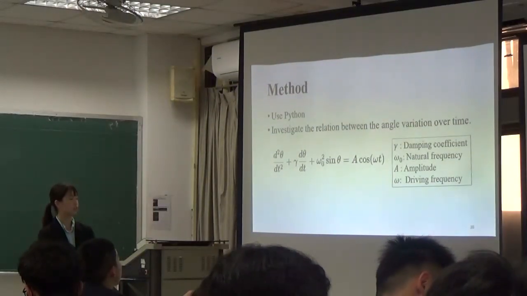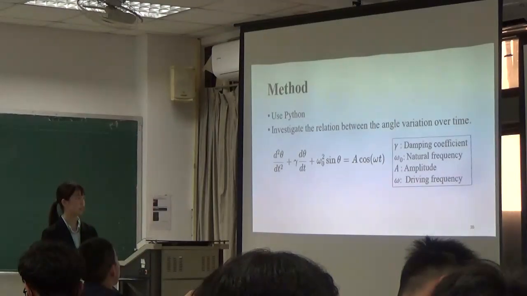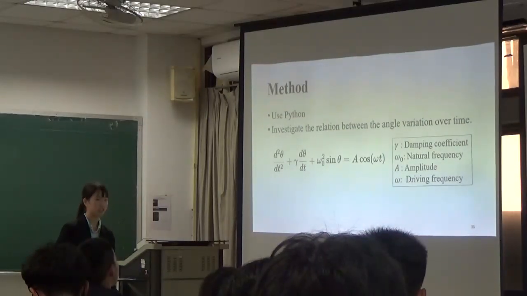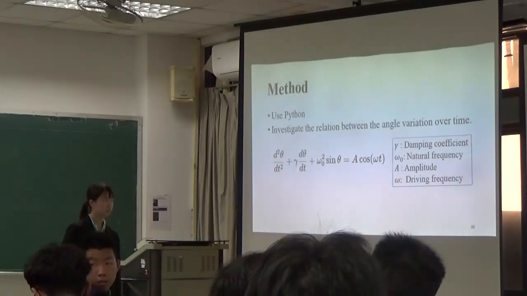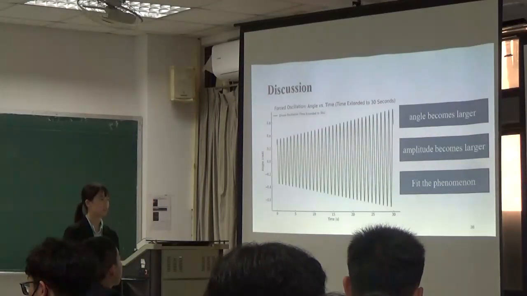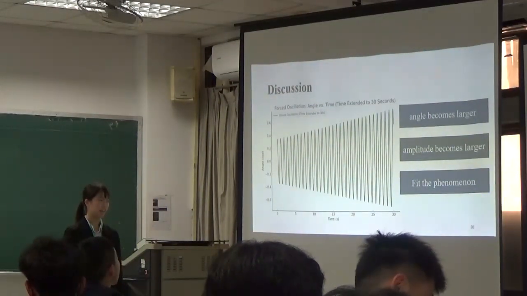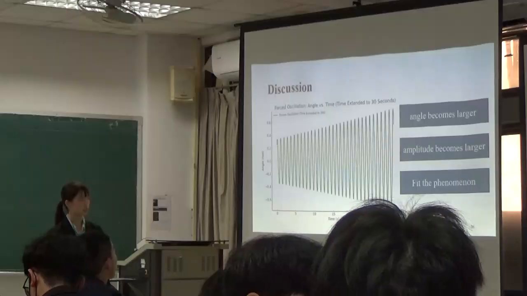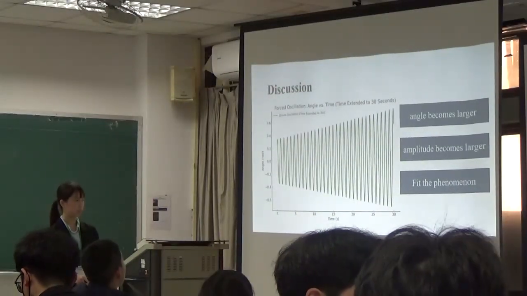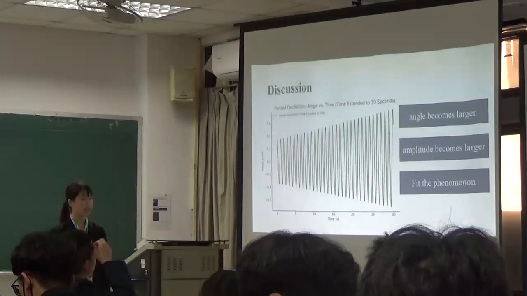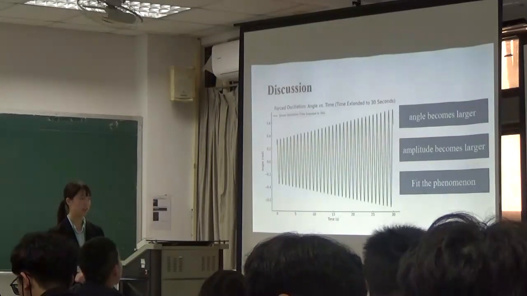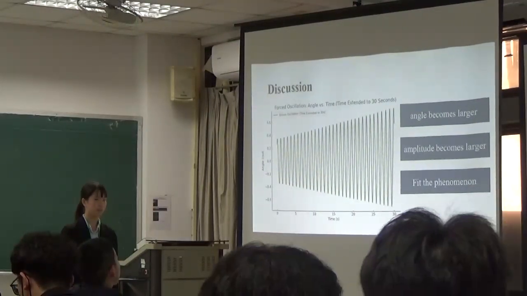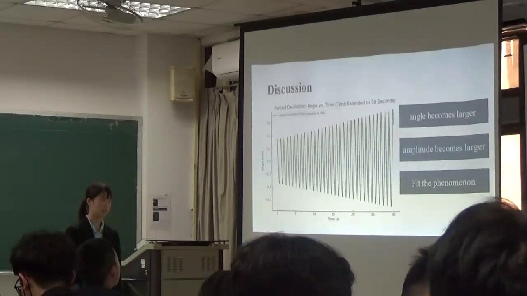We use Python to do the experiment, and we want to investigate the relation between the angle and time, because the angle can visualize the amplitude. This is the result. The x-axis is the time, and the y-axis is the angle. We can see that as time passes, the angle becomes larger, and the angle corresponds to the amplitude, so the amplitude becomes larger. This result fits the phenomenon that when resonance occurs, the amplitude will increase.